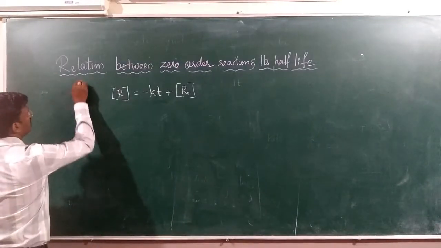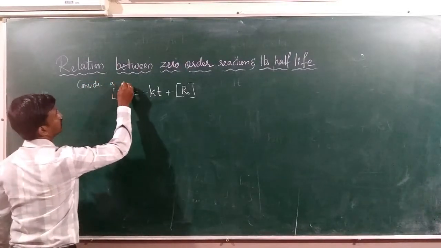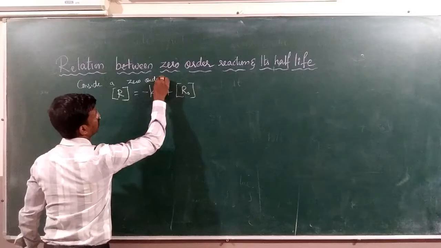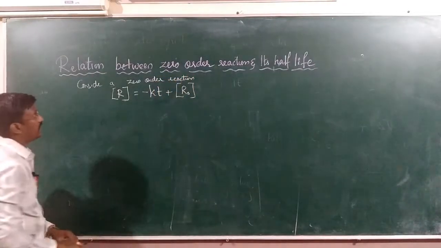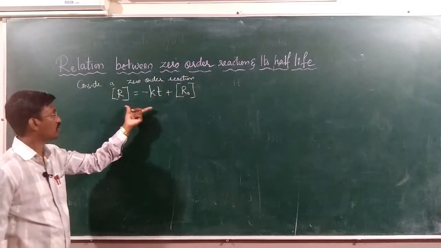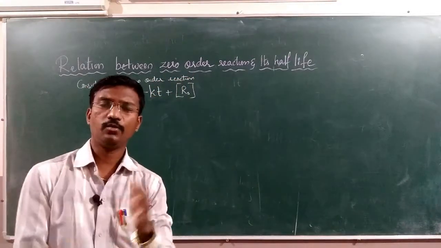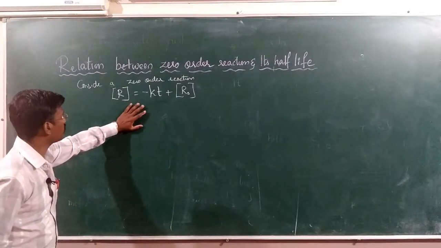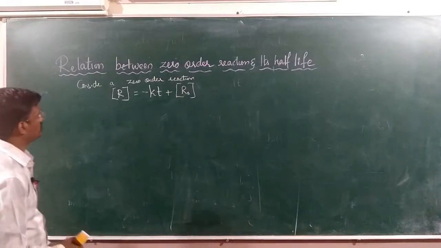So you just write, consider a zero order reaction. This is not the final expression of the zero order reaction. We have taken the in-between one because it is the easiest method to calculate. Otherwise, we would have to rearrange that equation. So it's better to take this one: R is equal to minus Kt plus R naught.